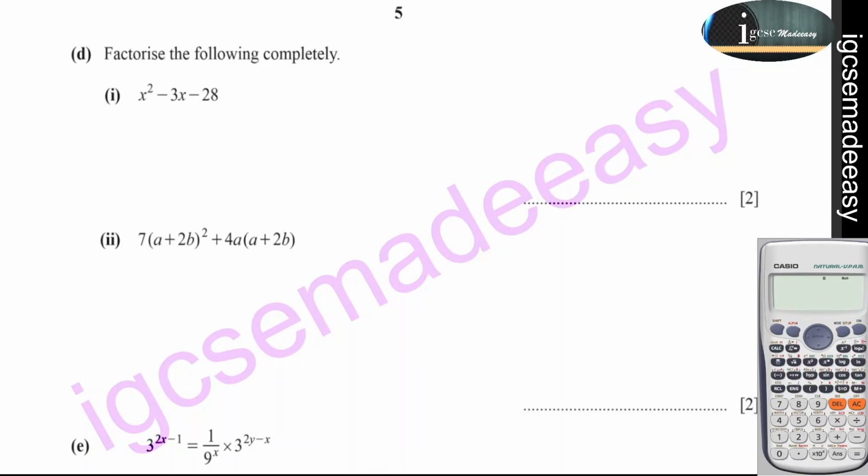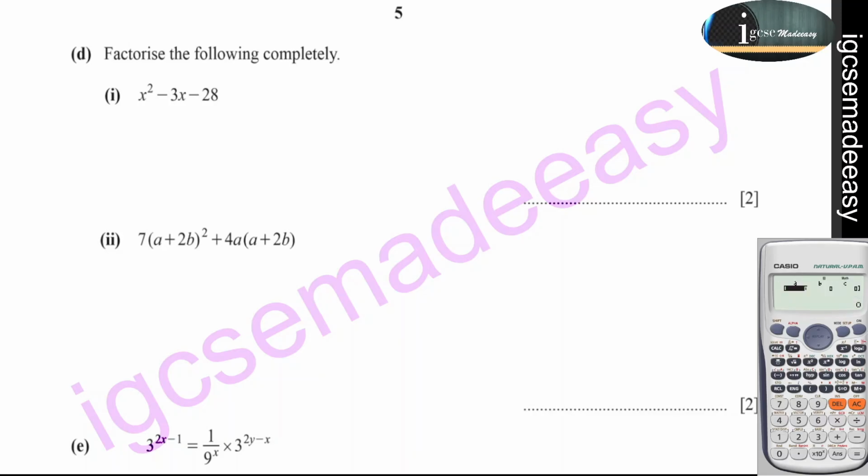Part D, factorize the following completely. So let's use a calculator to factorize this. We are going to use a calculator. You can see the steps. First you have to press the button mode and press 5 for equation, and then press 3.